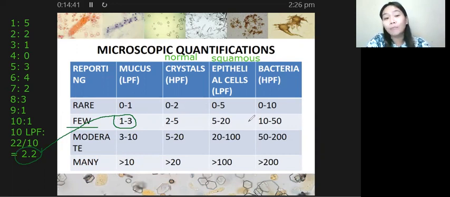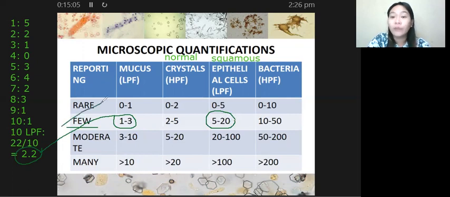So, say for example, in 10 low power fields, okay, ang na-compute natin na average ay 17, for example, na epithelial cells. Okay? So, si 17 epithelial cells, it would fall under 5 to 20, which should be reported as few. Okay? So, ganun lang po siya.